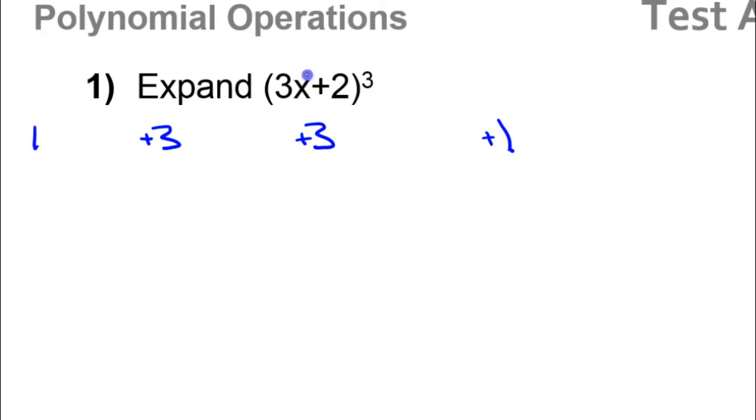Now, I'm going to start with this term, 3x. And I'm going to put it on the left, 3x. Now I'm going to start with the power that we have, so 3x to the third power. And then I will decrease the exponent as I go to the right. So this will be next 3x squared, and then 3x to the 1 power, and then 3x to the 0 power, so I don't put anything down at all.